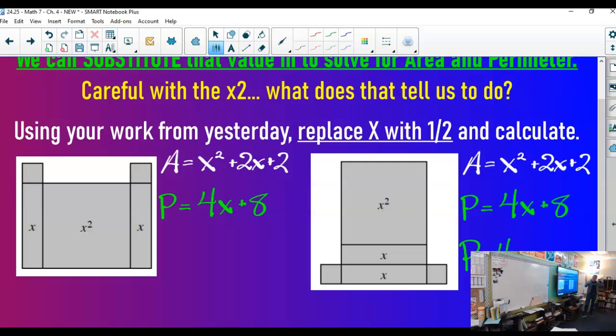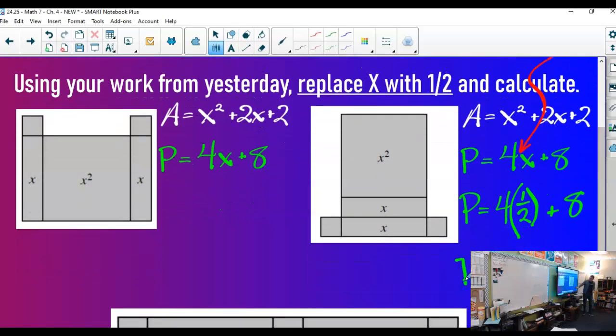But we now know what x is. What's x here? So I'm going to write 4 times, because if you need to make the note to remember, this is multiplication. When you have a number right up against another, it's multiplying. So 4 times 1/2. I like fractions. You can do decimals if you want. Up to you. All right, so what's half of 4? 2 plus 8? Boom. Questions on how we did perimeter?